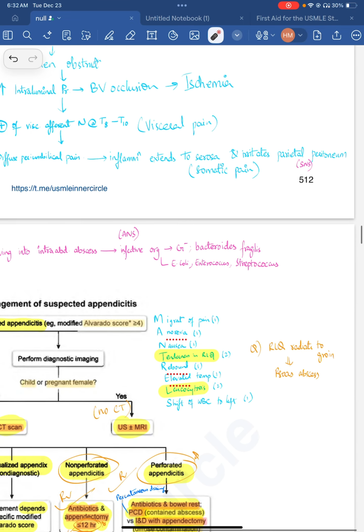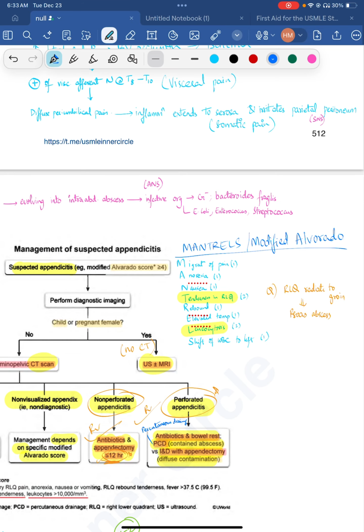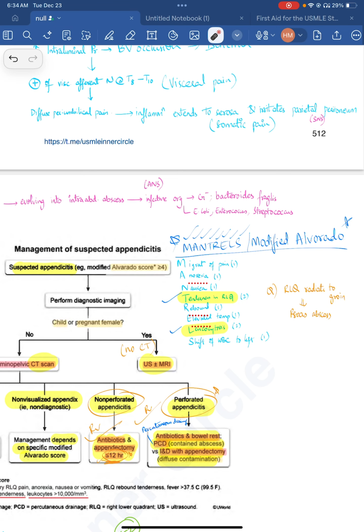Now coming to the symptoms, you have a score called Alvarado score. Alvarado score is also called as modified Alvarado score. So you need to have migration of pain. A is anorexia, N is nausea or vomiting, T is tenderness, R is rebound, E is elevated temperature, L is leukocytosis, S is shift of WBC to the left. Only the tenderness in right lower quadrant and leukocytosis score 2 points, otherwise it's just 1 point each. And if the score is more than 4, then that means there is suspected appendicitis.